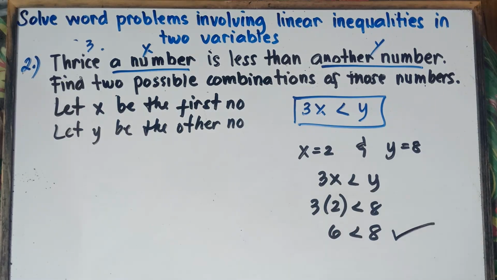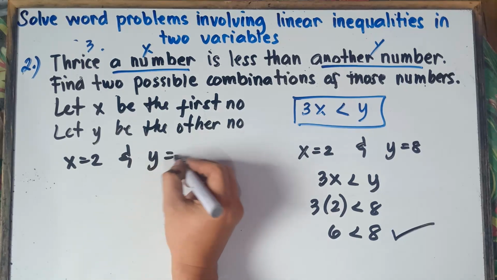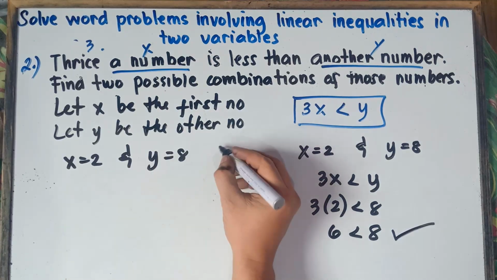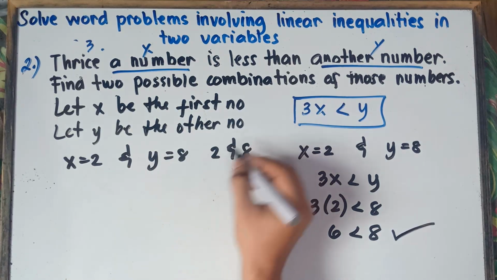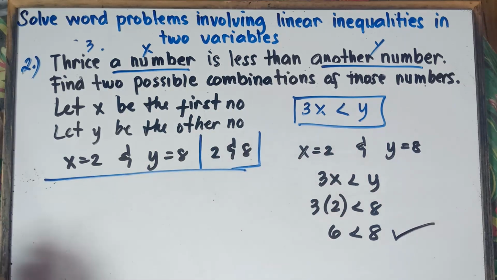So therefore, we can have that one. X is equals to 2 and y is equals to 8. That is acceptable, class. First combination, class, 2 and then 8. Yep, we can have this one. Alright, so we can have this answer.